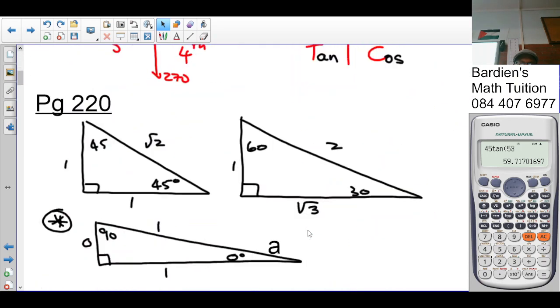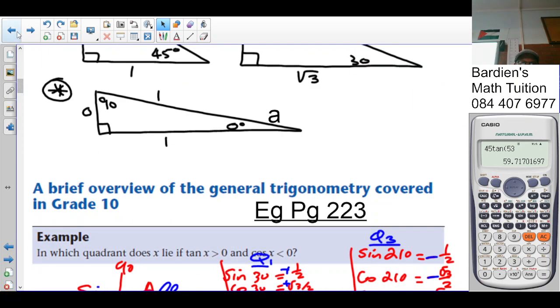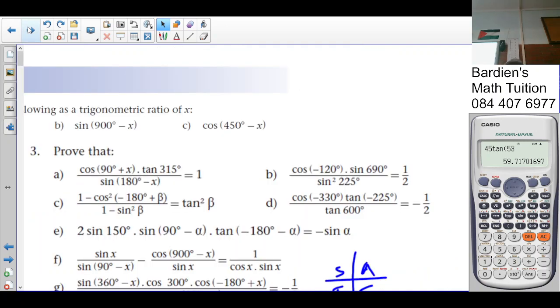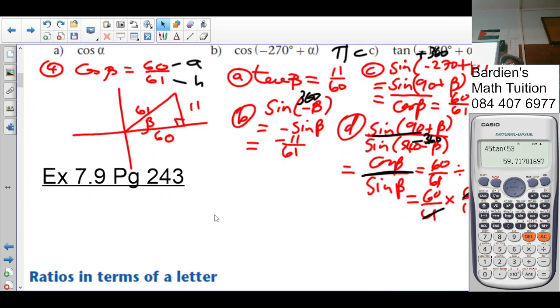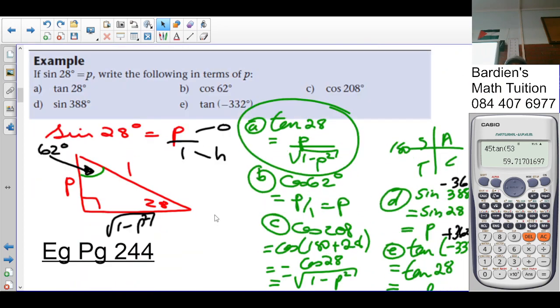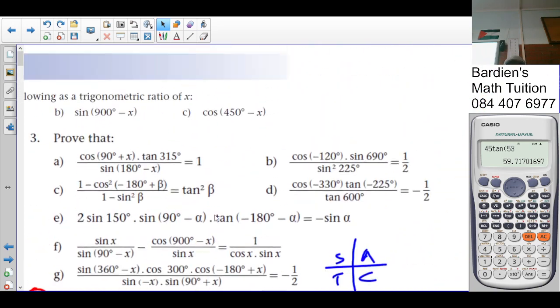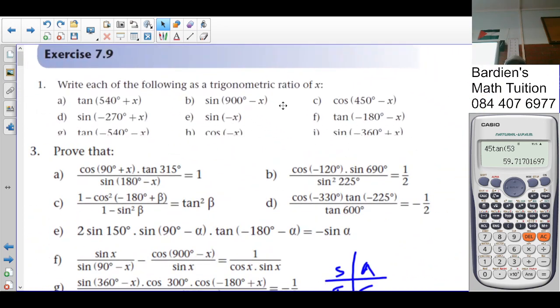So at this point we're looking at trigonometry. We're busy with exercise 7.10. No, that was homework. Or 7.9. Okay, let's go to 7.9 first. Any issues there? Alright, let's go to 7.9.